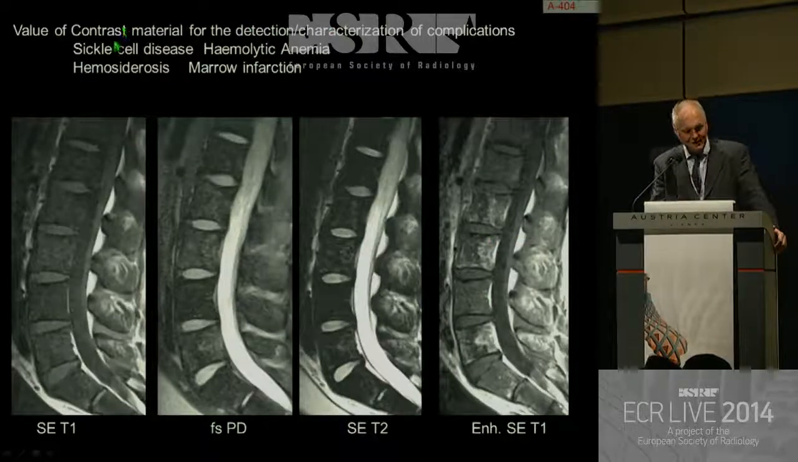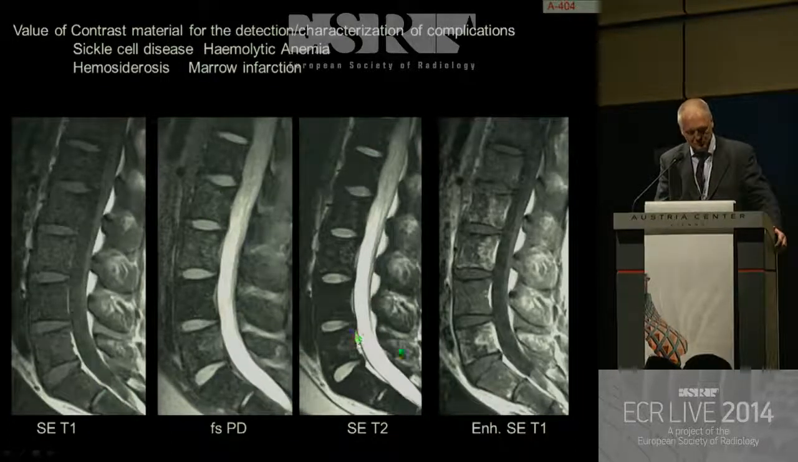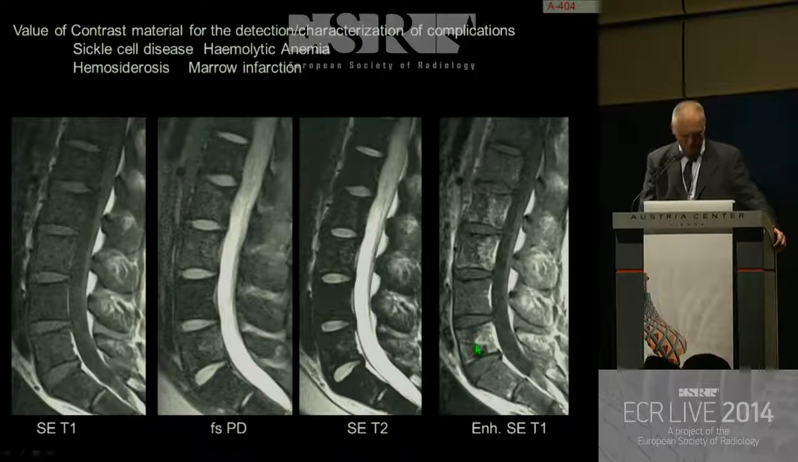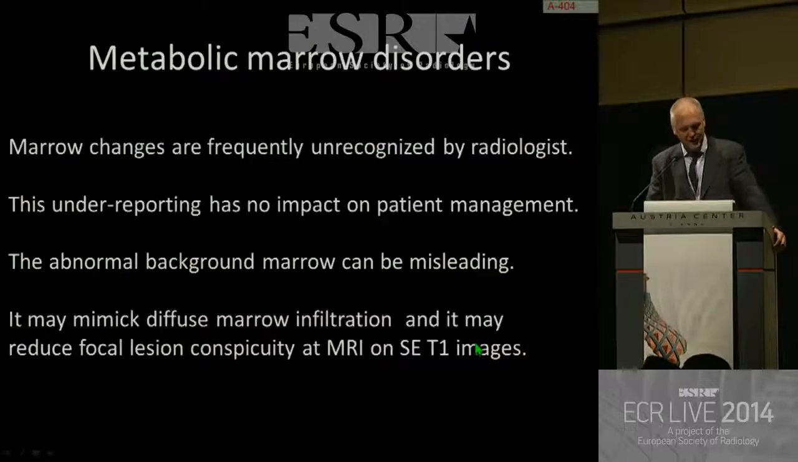That patient had sickle cell disease, back pain, and suspicion of infection or infarction. Very low on T1, very low on fat sat, very low on T2, nothing to be seen. And if you inject contrast material, you will see heterogeneous enhancement that probably represents ongoing infarct within the red marrow.